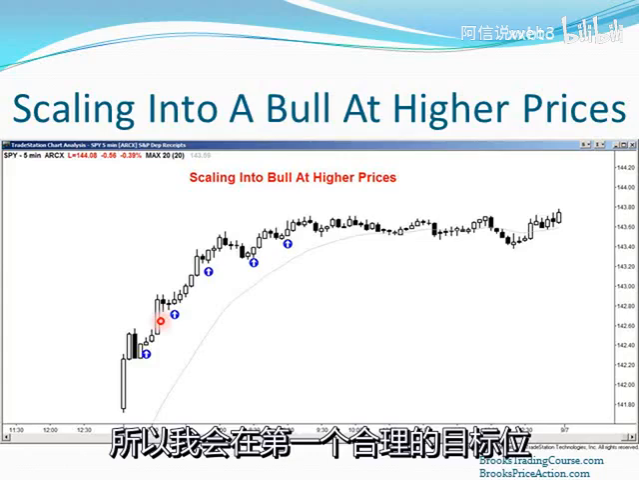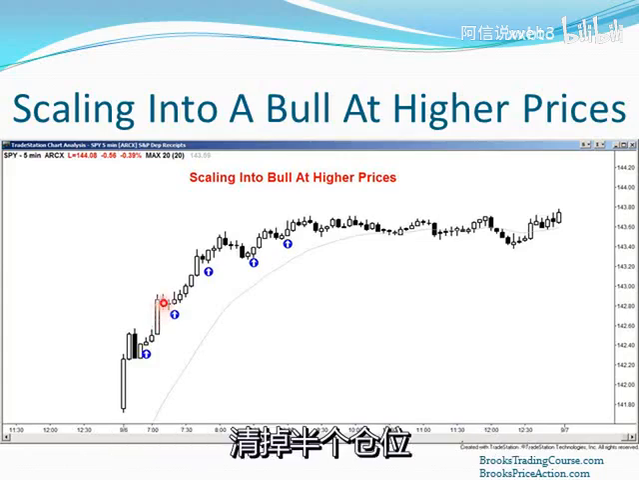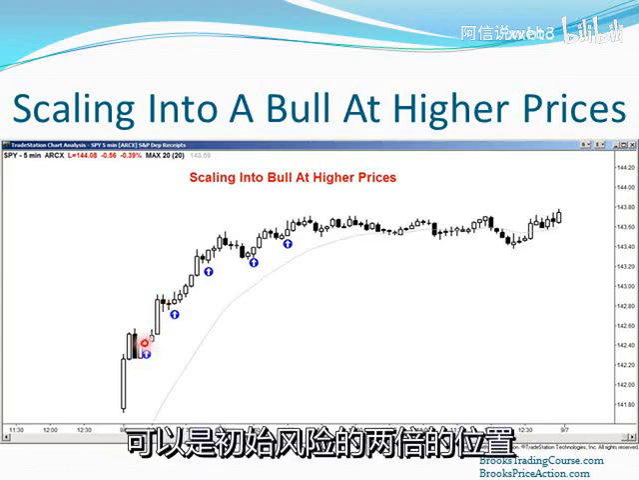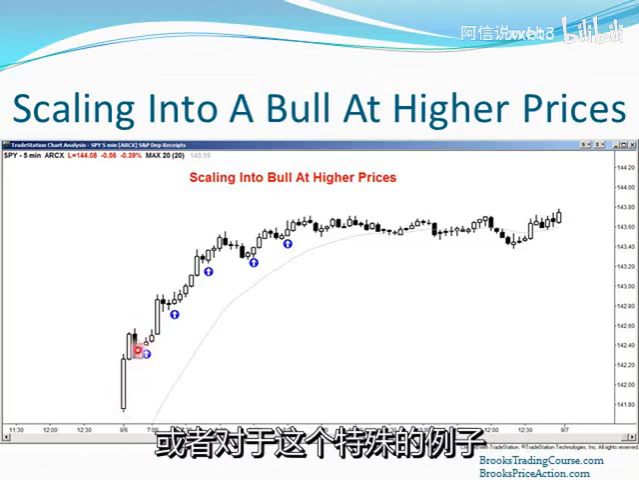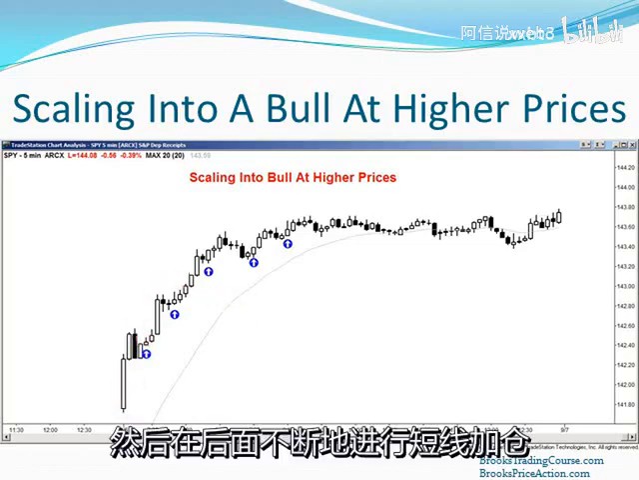Now I take half off at my logical profit-taking location, either 2 times my initial risk, or in this exceptional case, 2 times the height of this spike. And then I keep putting the scalp part back on.